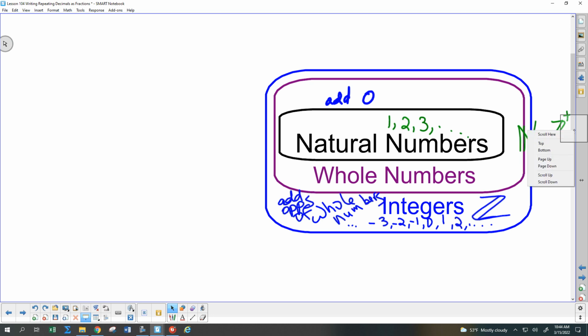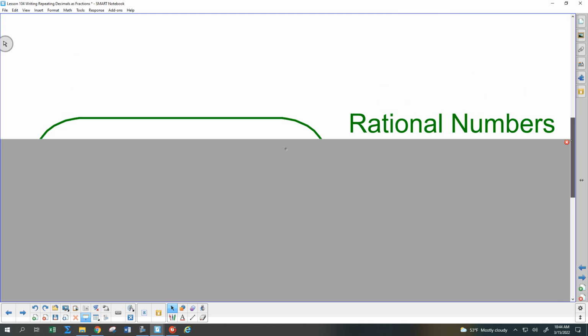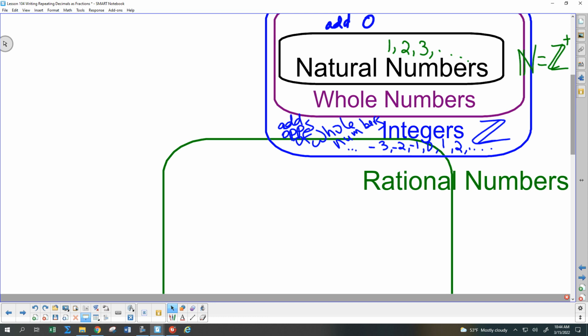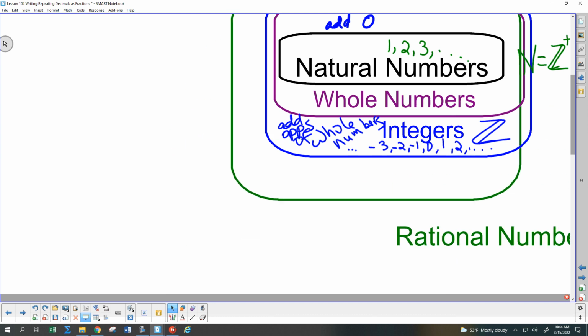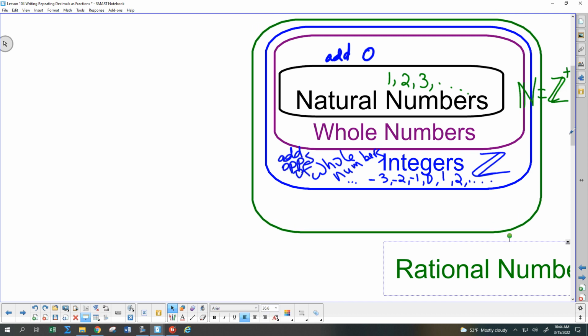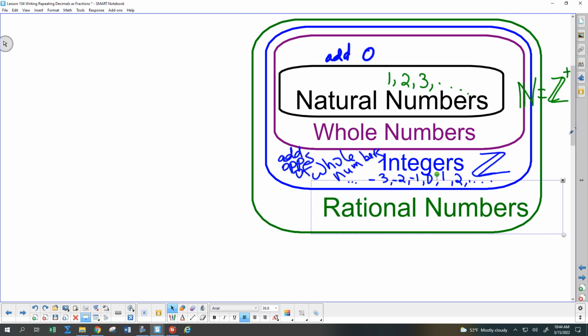Then when we throw in fractions, what do we call those? Ted? If we throw in all of the fractions, then we have our rational numbers. So let's bring a bigger circle up here and a label for this one. So rational numbers needs to include everything we've already put up here. And we're going to throw in now all of the fractions, which also means all of the decimals that end and the decimals that repeat.